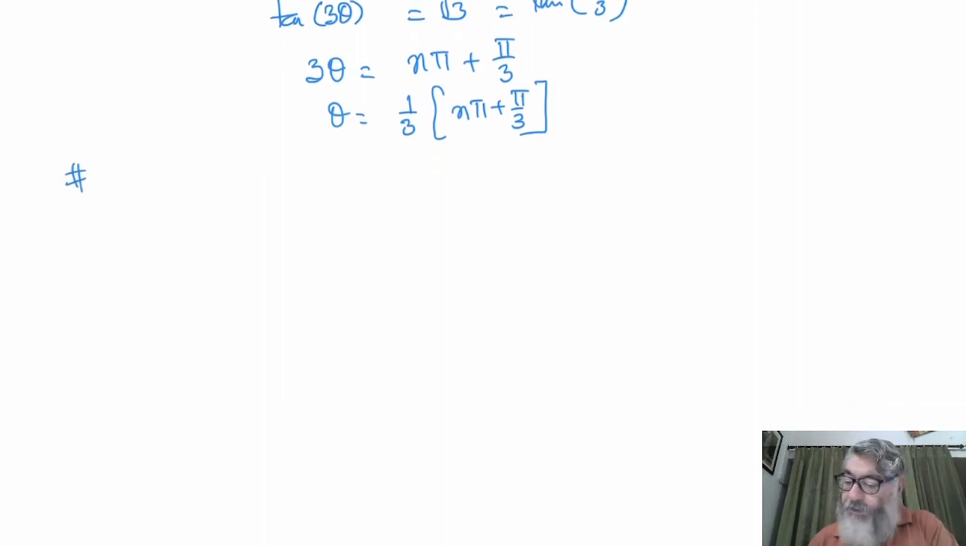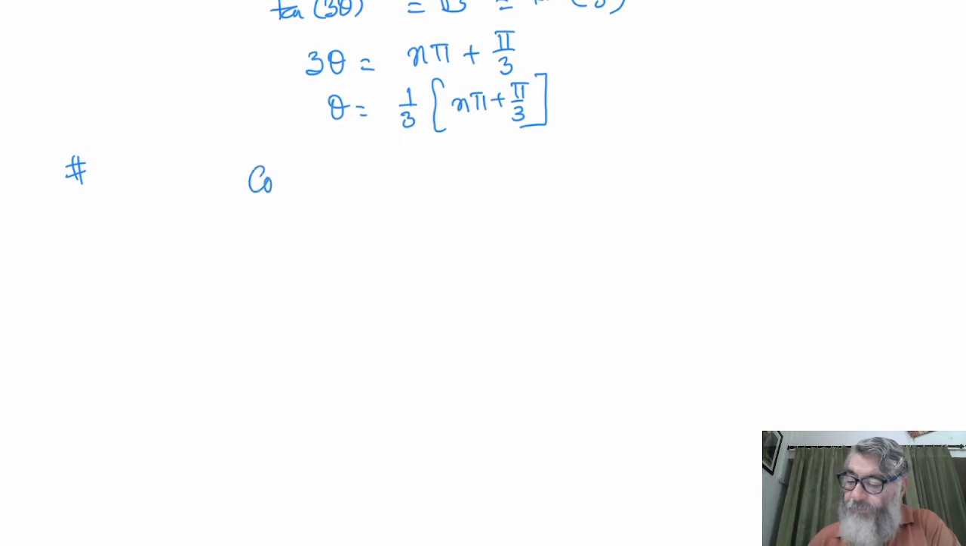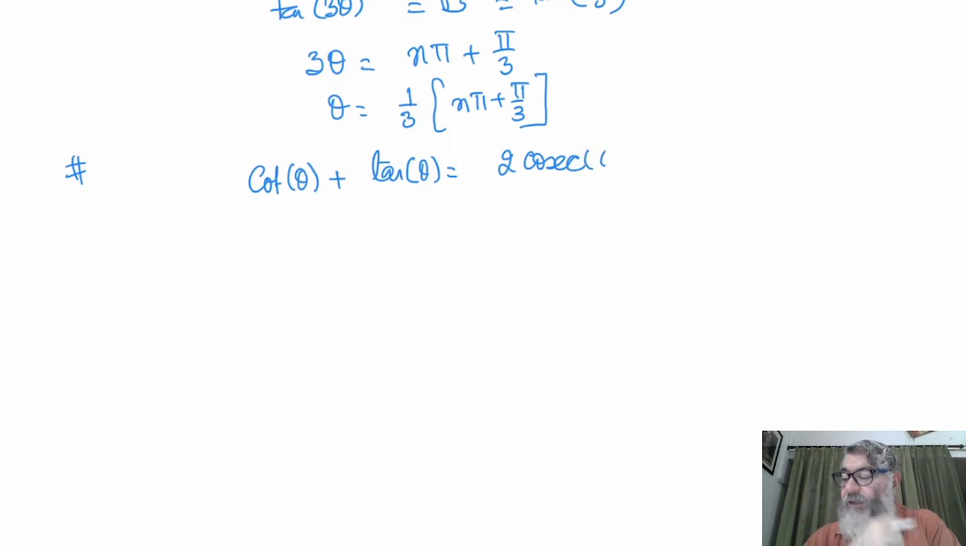This is cot theta plus tan theta is equal to 2 cosec theta. Now tan theta is there, cot theta is there, and cosec theta is also there. We can convert everything in terms of sine and cos. Cot theta can be written as cos theta upon sine theta, tan theta can be written as sine theta upon cos theta, and cosec theta can be written as 1 upon sine theta.